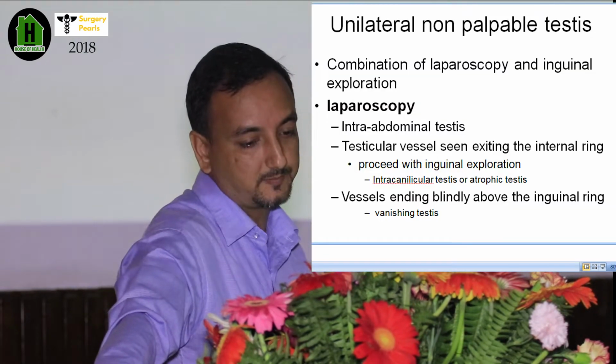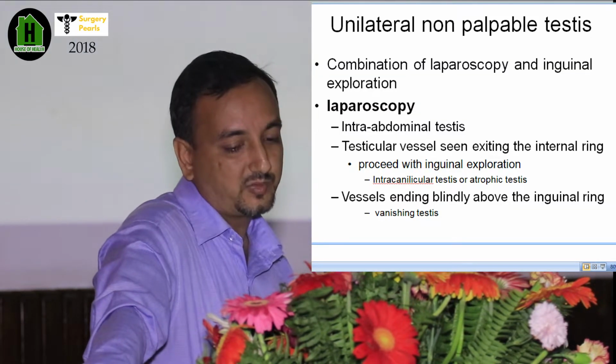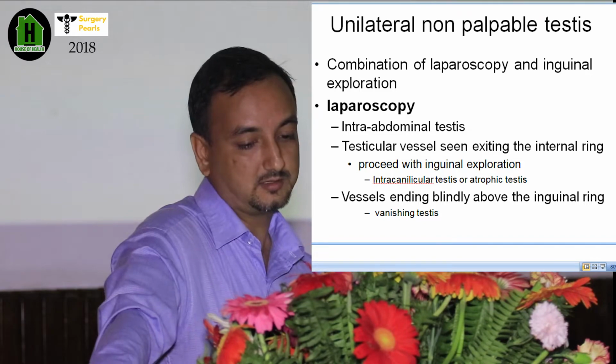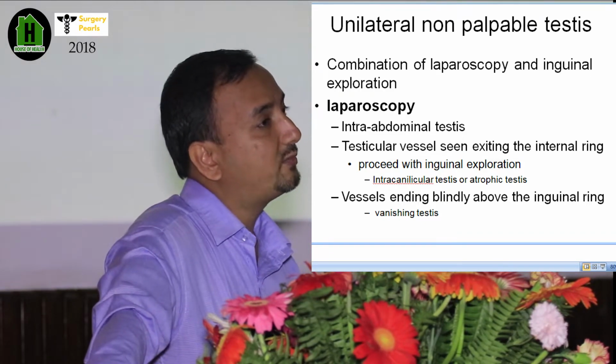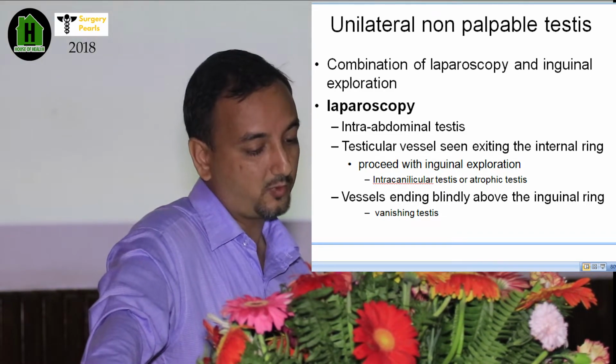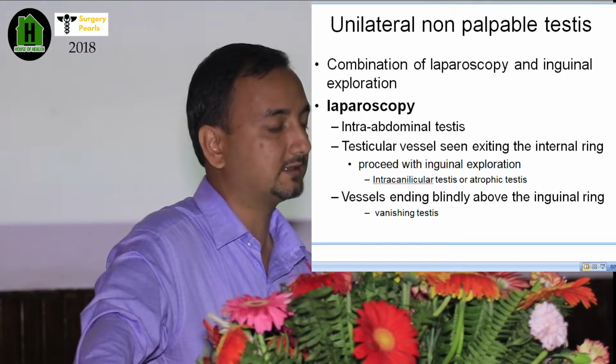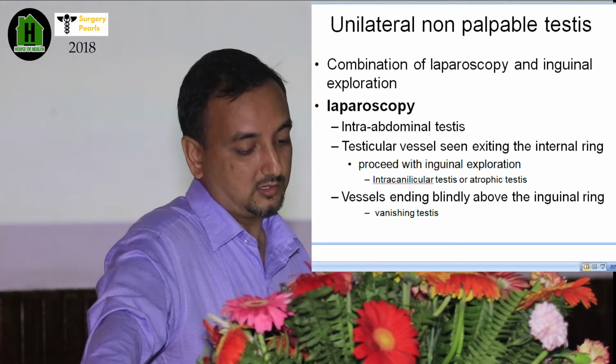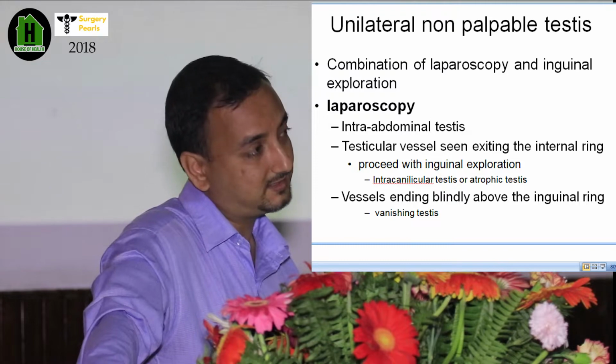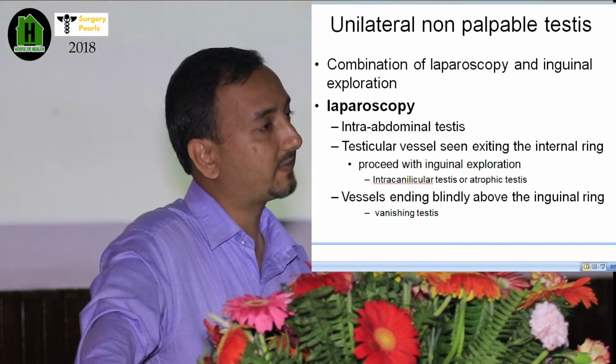So what do you do with a unilateral non-palpable testis? A combination of laparoscopy and inguinal exploration is applied. In laparoscopy, you might have 3 scenarios. One is you might find an intra-abdominal testis. The other is you might find that the testicular vessels are seen exiting through the internal ring, right?